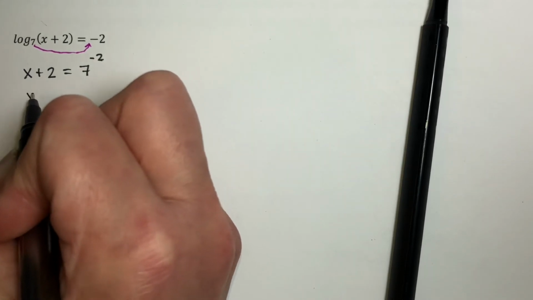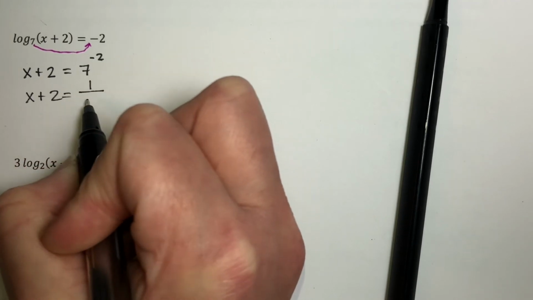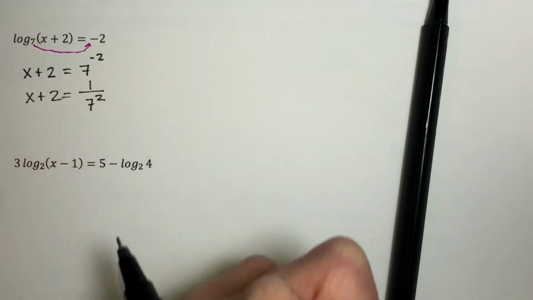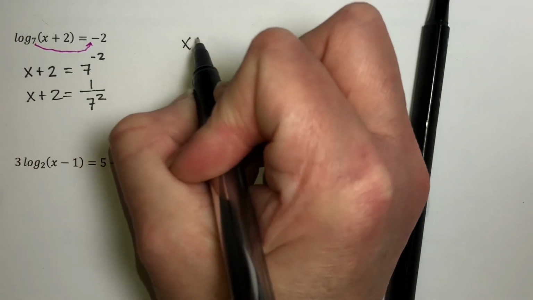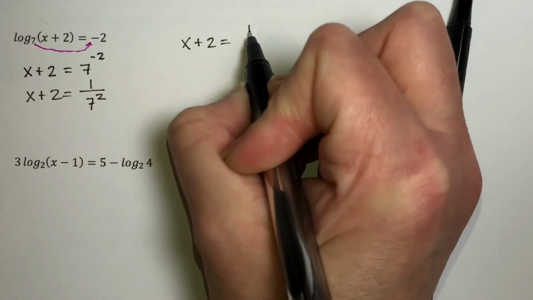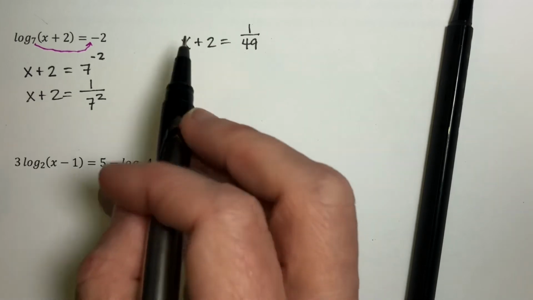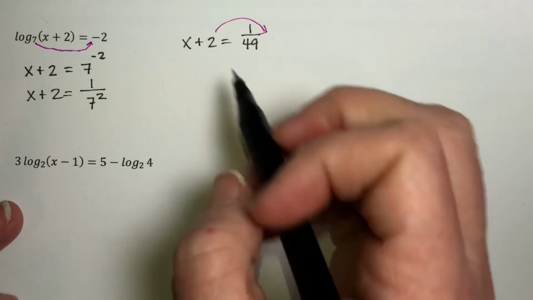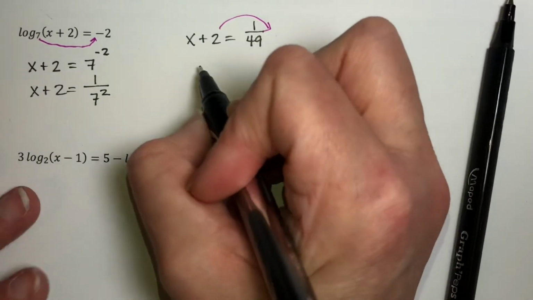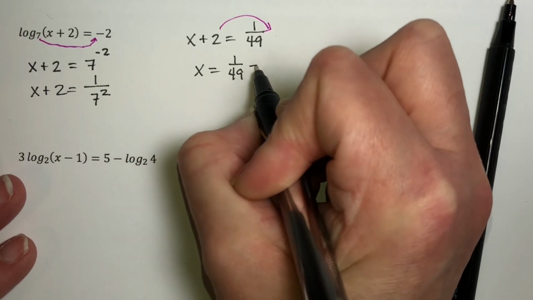Remember, negative exponents mean that whatever this is moves down into the denominator, and then it becomes a positive exponent. So I have x plus 2 is equal to 1 over 7 squared, which is, of course, x plus 2 equal to 1 over 49. Now to get x alone, you know what to do. We need to subtract 2 from both sides. So we get x is equal to 1 over 49 minus 2.